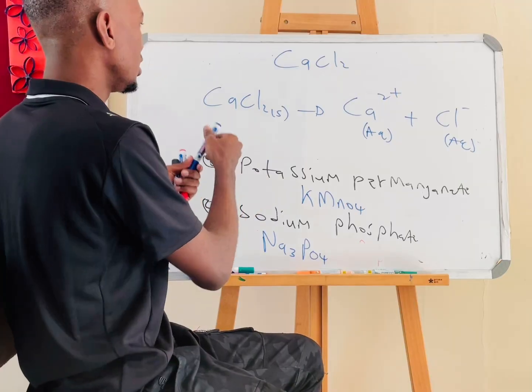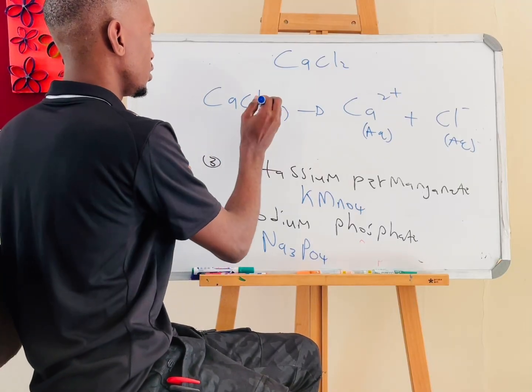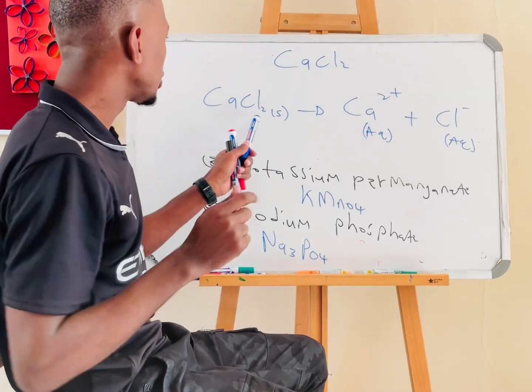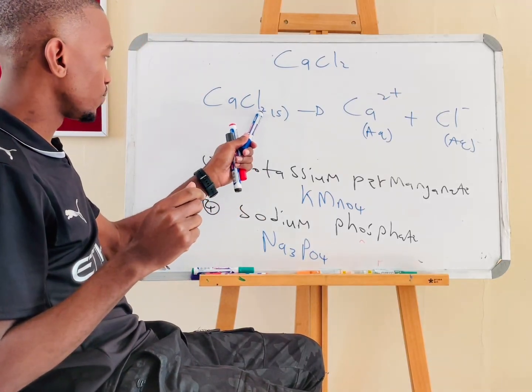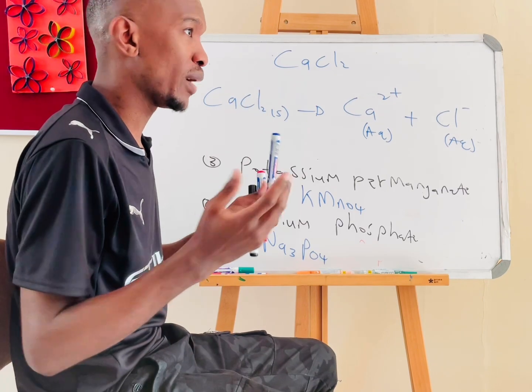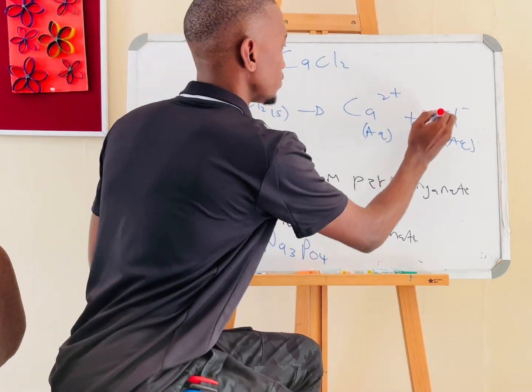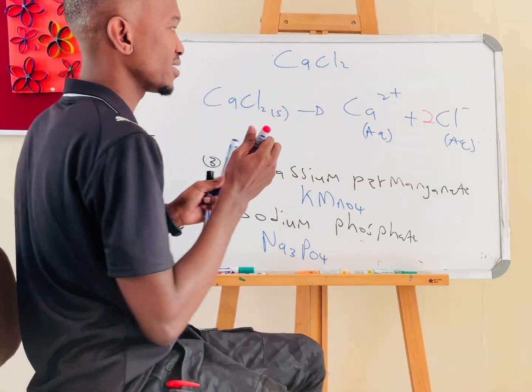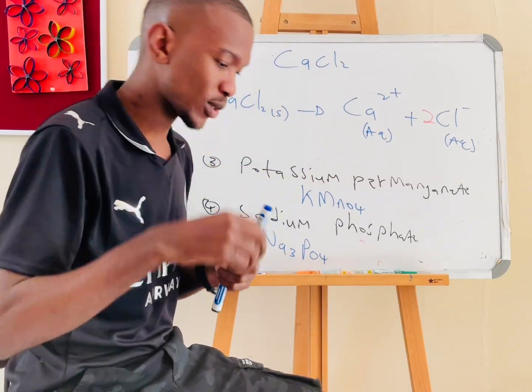Check something, because I think I made a mistake. I'm going to go back to that one. Check, guys, here there are two chlorines and here there is one. So it has to be balanced, so I must put a 2 here. There are two chlorines and one calcium, so it's balanced, okay? That's what you must do.